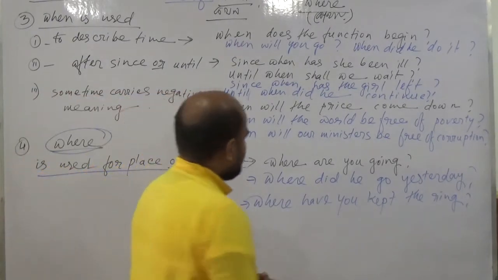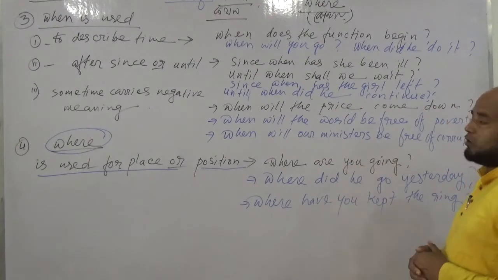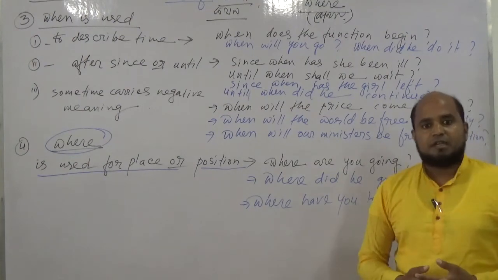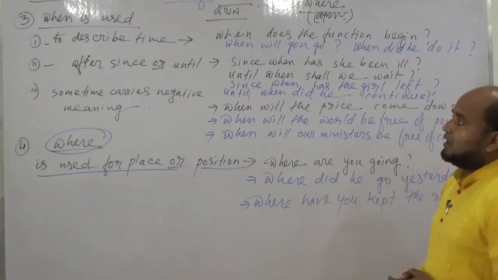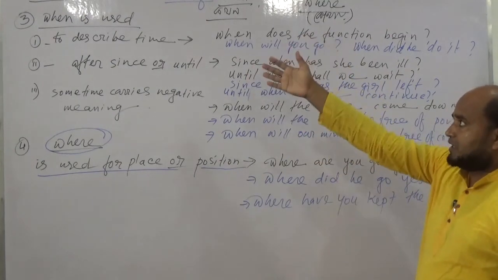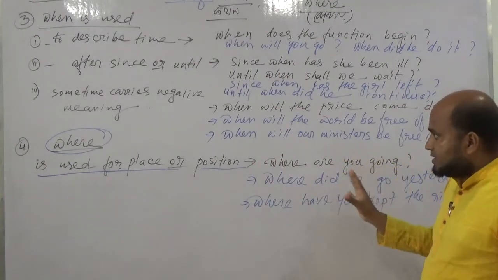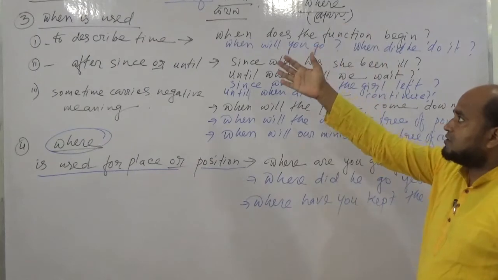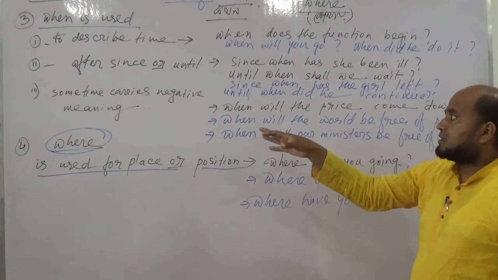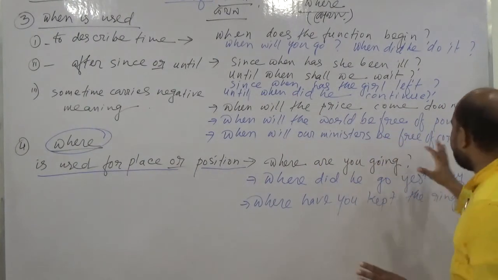My dear learners, these uses of when and where are very important and very useful to you. Whenever you make questions, you will converse with other persons. And you should have a clear idea about the uses of when in three places. Where is used in only one place, that is place or position. And when is used to describe time, or after, since and until, and sometimes when carries negative meanings. I have given here so many examples.